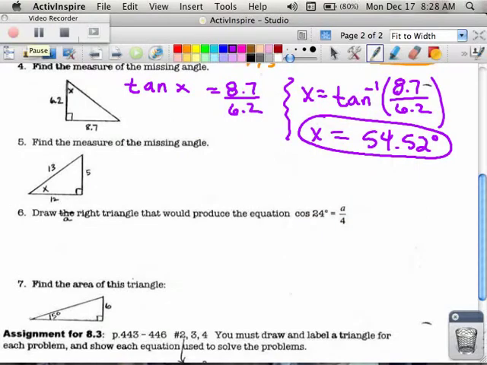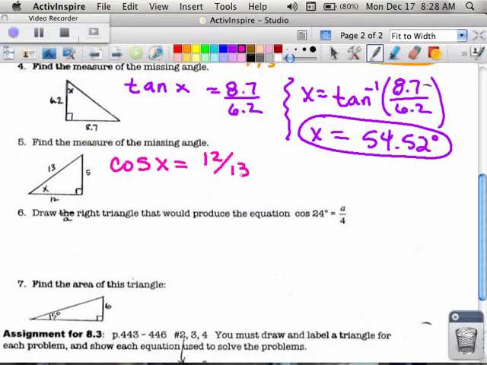In number 5, since they give us all three sides, I can choose whichever trig ratio I want. Caroline, which one do you want to use? Sine, cosine, or tangent? The cosine. Cosine, right? Doesn't matter, we can pick any one, everybody can do a different one, it's going to come out the same. If I talk about the cosine of that angle called x, I would have to use the adjacent side, which is 12, divided by the hypotenuse, which is 13.